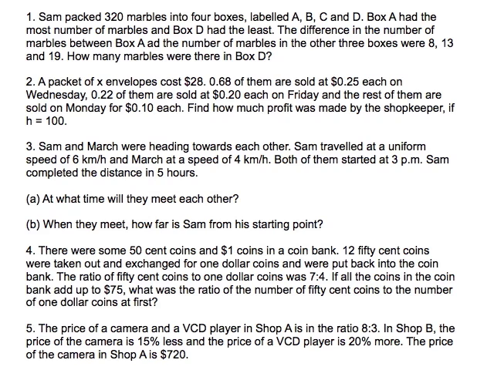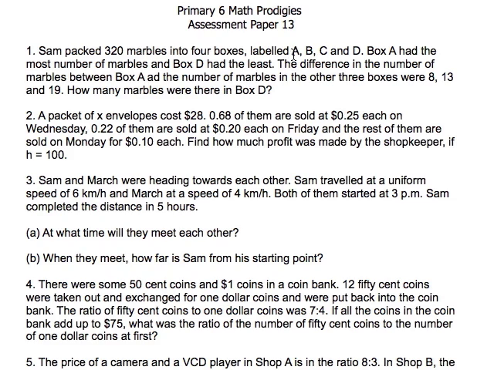It says this: Sam packed 320 marbles into 4 boxes labeled A, B, C, and D. Box A had the most number of marbles, and Box D had the least. The difference in the number of marbles between Box A and the number of marbles in the other 3 boxes were 8, 13, and 19. How many marbles were there in Box D?